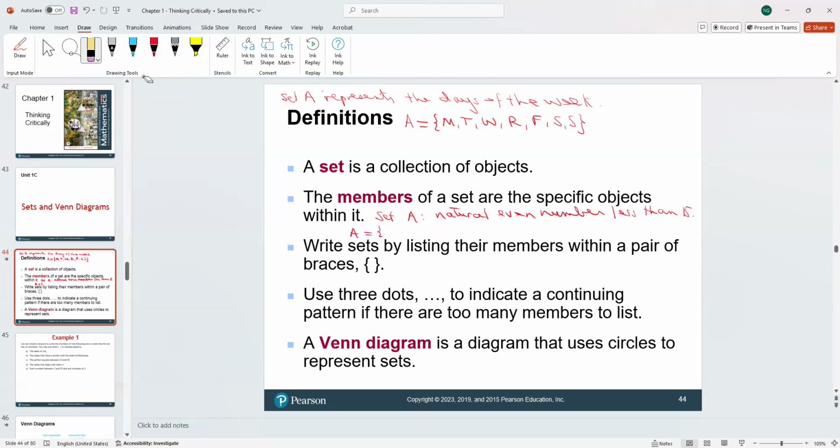Because I used A already, how about we use B for now? You can use any letter. Usually we start with A, but we can also use B, or the first letter of your name. That would be fine. What are the elements of that set?